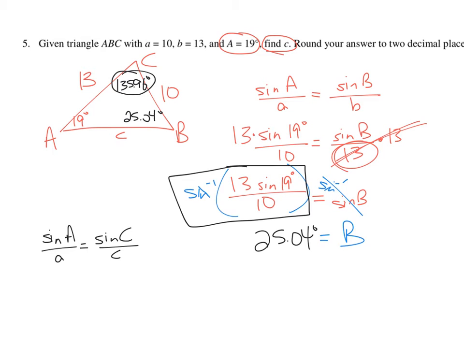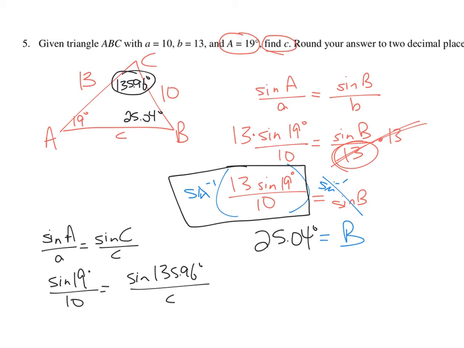Remember, if we use angle B and set up the B's with the C's, then we're using more rounded numbers, more rounded data that we don't need to. So this is now the same process that we just got done doing, only now we're trying to find a side. So sine of 19 degrees over side A equals sine of angle C, which is the 135.96 degrees, all over side C.